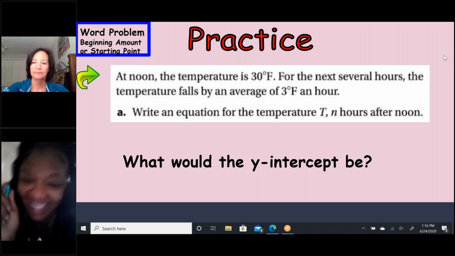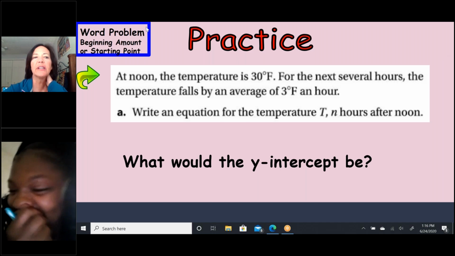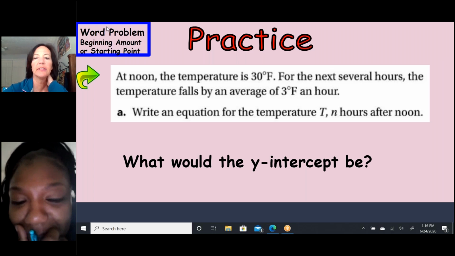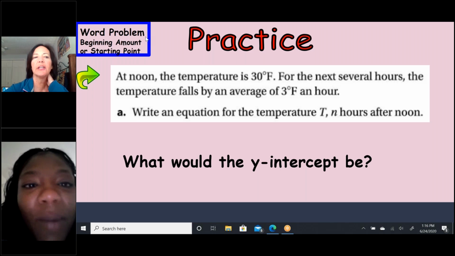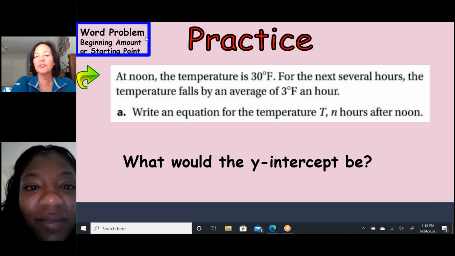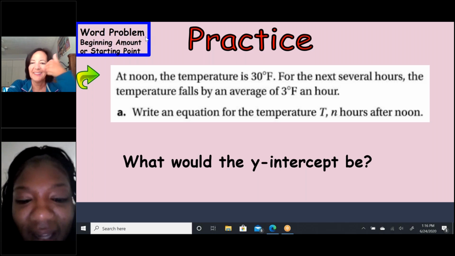I'm going to guess. Is it 30? Before you guess, don't forget that note page. I put a little part of it up here. So for the y-intercept, we would be looking for the beginning amount or starting point. So what would the y-intercept be? Oh, okay. So the y-intercept would be the 30 degrees Fahrenheit.